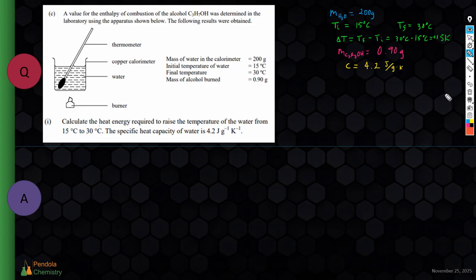So finally, what am I looking for here? I'm looking for Q. And it's calculate the heat energy required to raise the temperature, right? We're not going to be worrying too much about the sign, because they're just asking us for a number, not a sign. Calculate the heat energy required to raise the temperature of the water. We know Q is going to be positive because it's heat energy required, meaning that it's being absorbed. So we're not going to worry too much about the sign there.